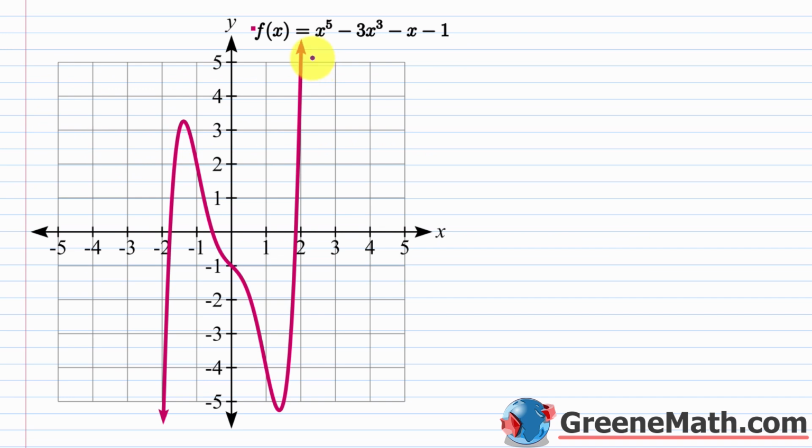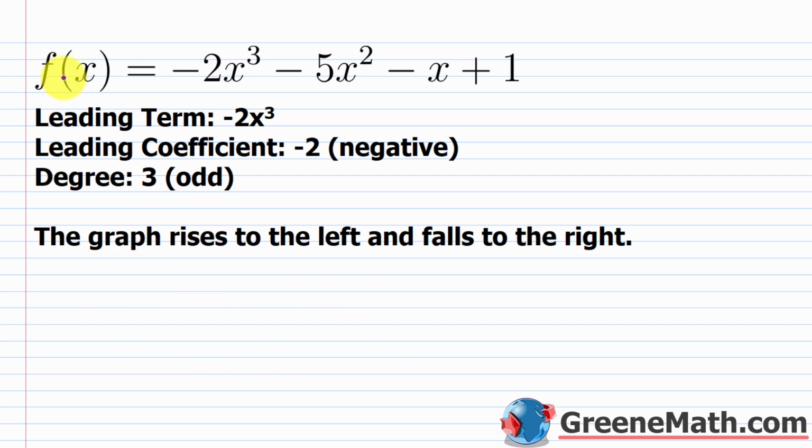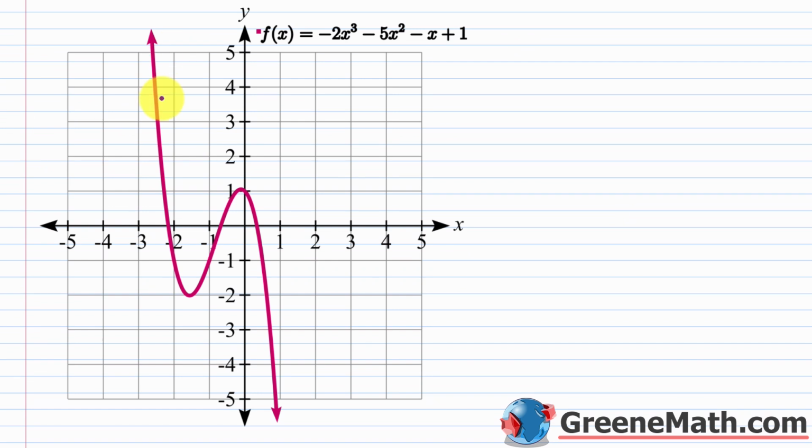So if you want to look at the graph, here's the f of x equals x to the 5th power minus 3x cubed minus x minus 1. Again, it falls to the left and rises to the right. So another example, here we're given f of x equals -2x cubed minus 5x squared minus x plus 1. So the leading term now is -2x cubed. The leading coefficient would be -2, which is obviously negative, and the degree is 3, which is odd. So here, the graph rises to the left and falls to the right. So again, looking at this guy, we can see it rises to the left and falls to the right.